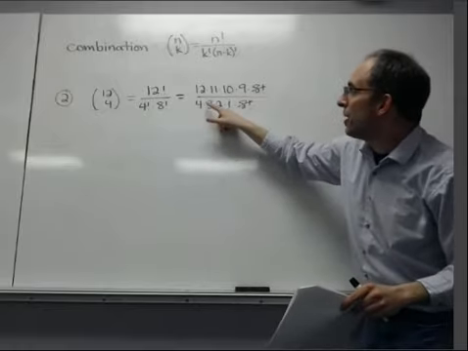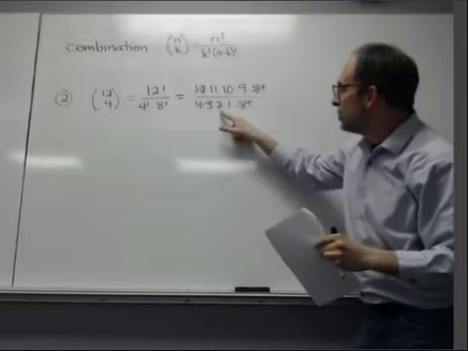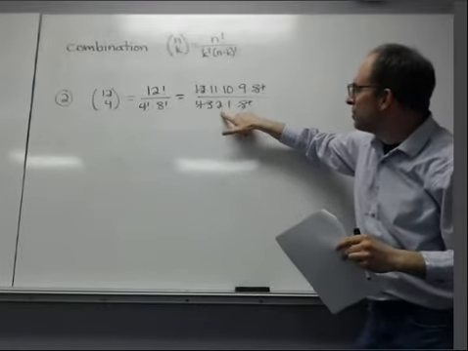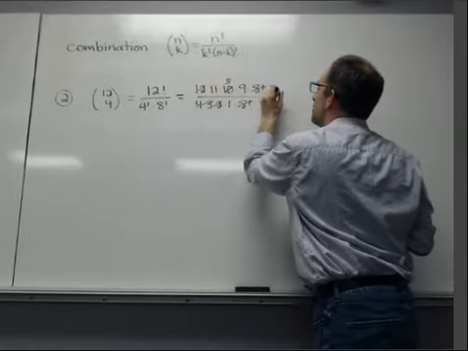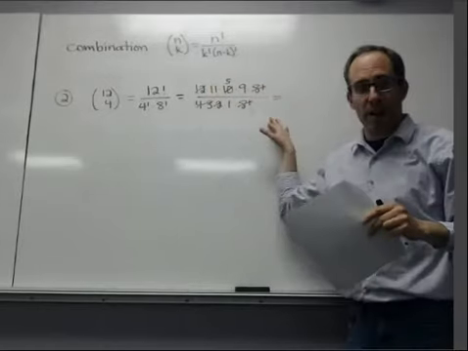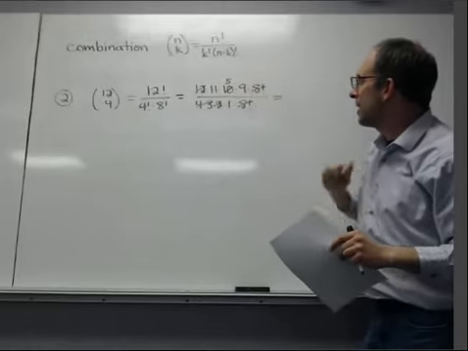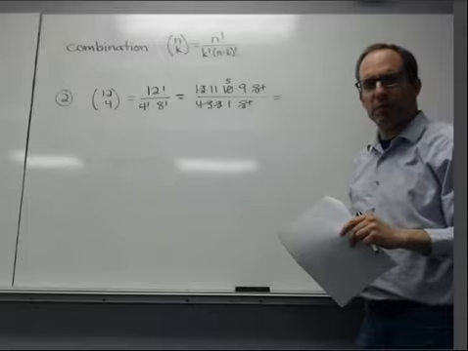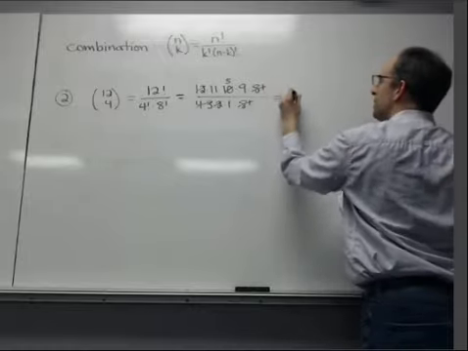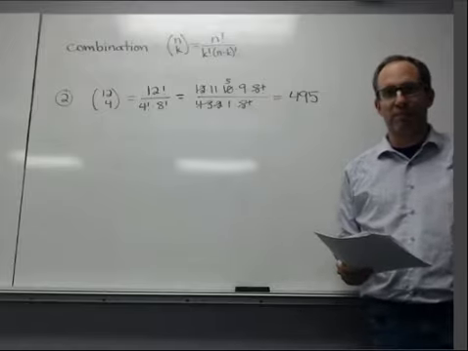4 times 3 is 12, there's a 12 right above it, so we can do that. And then we still got a 2 down here, but the 2 goes into 10 5 times. So now we've canceled everything out of the denominator. We got a 1 down there. And the numerator, that's 11 times 5 times 9. So let's see, that's 45 times 11, which would be 450 plus 45, which is 495. So that's what we should get there, 495.